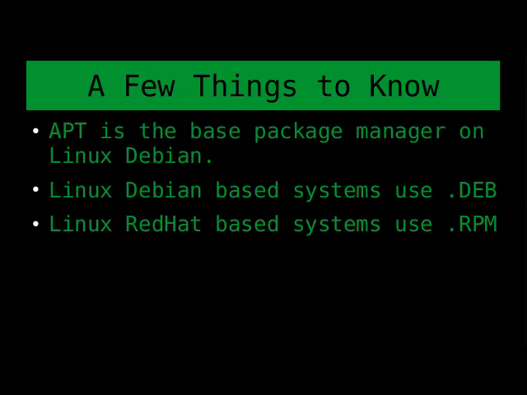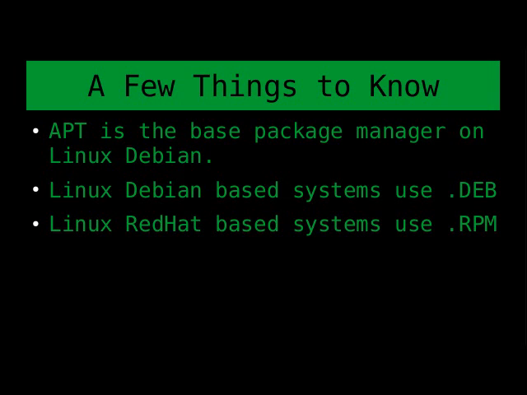APT is the base package manager on Linux Debian. That's the command line entry. So Synaptic, it's a graphical front end for it, so it's going to be manipulating that command line in the background. But it makes everything a graphical user interface for you, so you get to see everything windowed, and we'll actually take a look at it here.